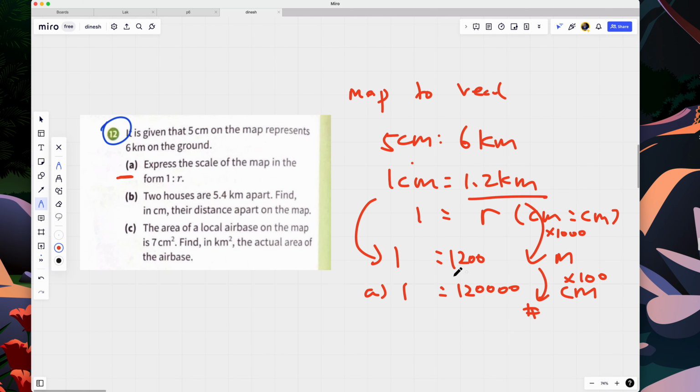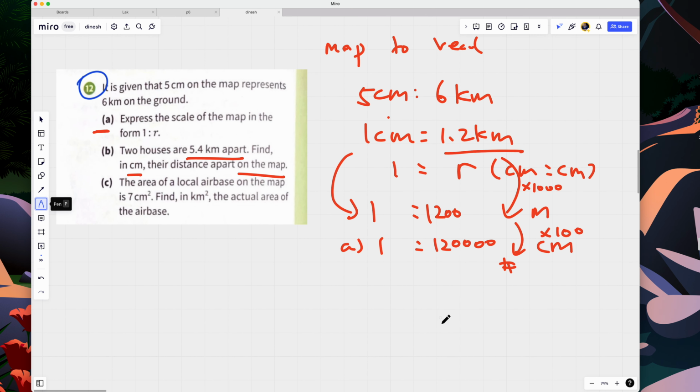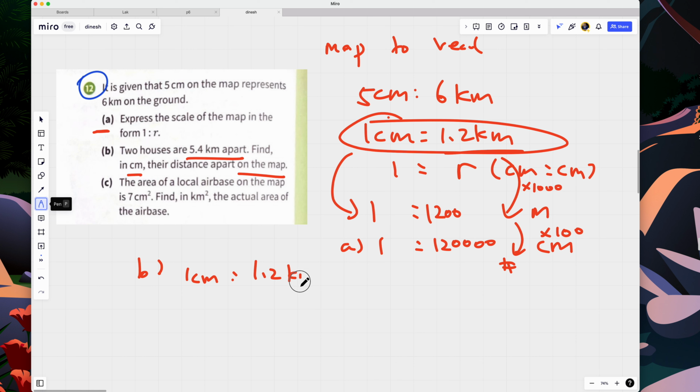Next, they ask: two houses are 5.4 kilometers apart, find the distance in cm on the map. Which one should I use? The 1.2 one. Just write it down: 1 cm is to 1.2 kilometers. And here they say it's 5.4 kilometers apart. So you ask yourself, what is the factor here? Times 4.5. So your 1 cm must also be times 4.5. So you get 4.5 cm. The answer is 4.5 cm.